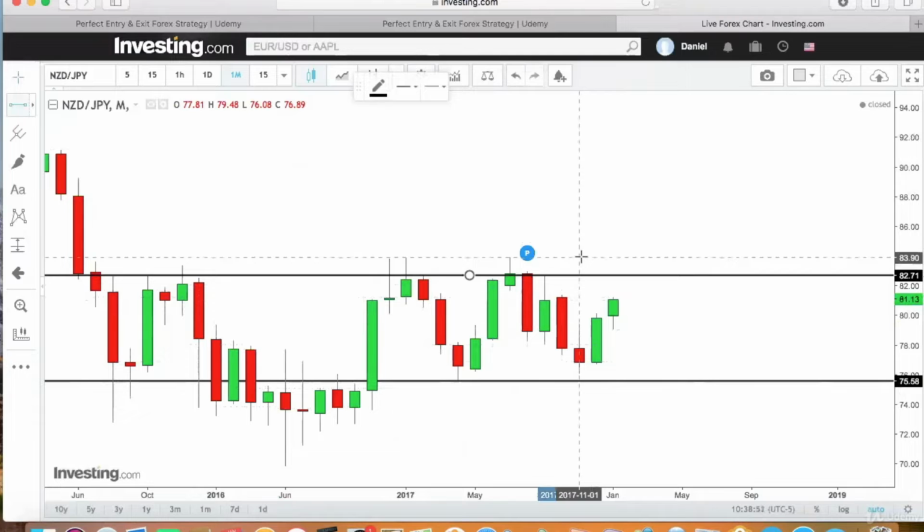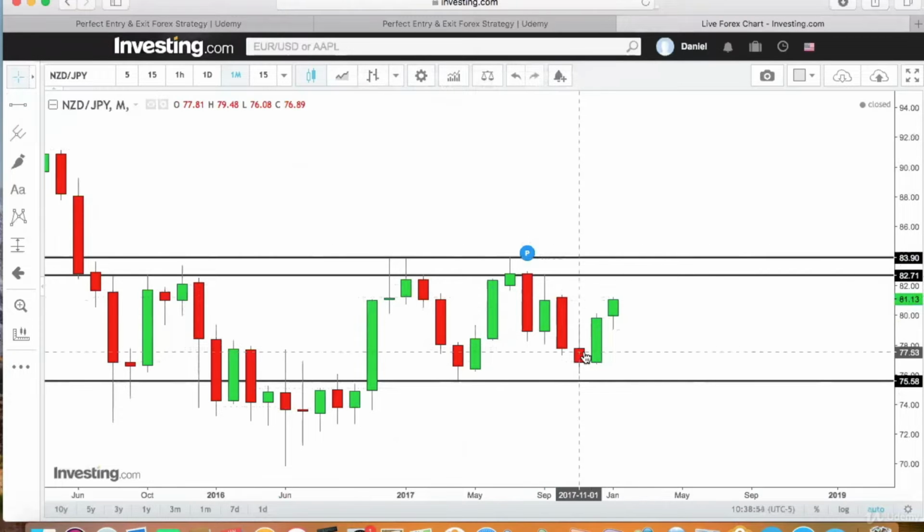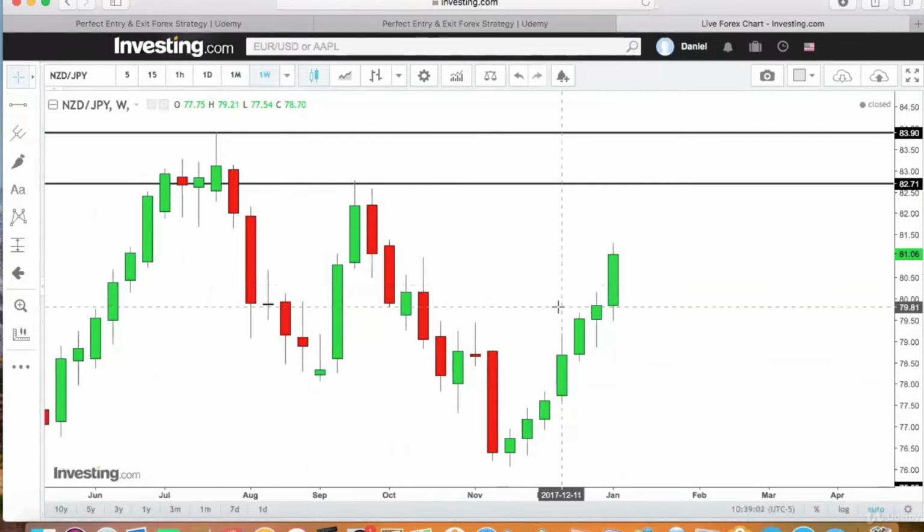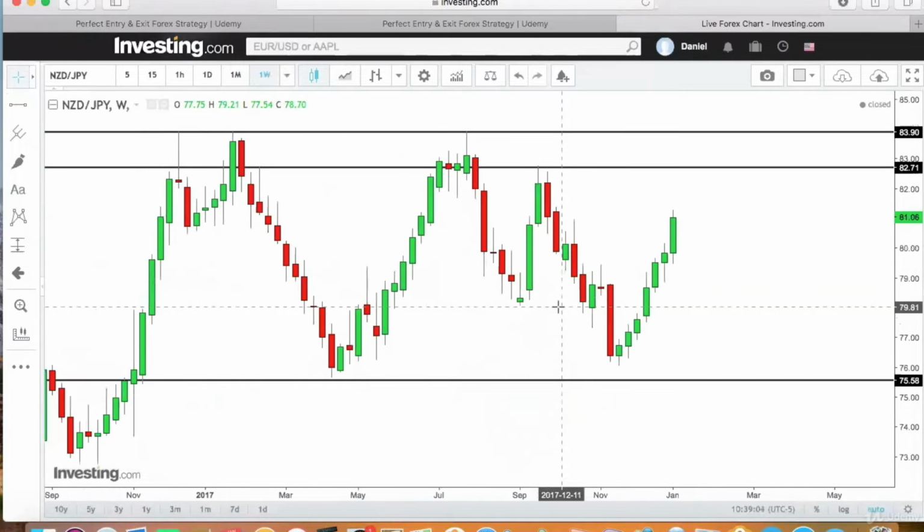and resistance here on a monthly, you then drop down to your weekly chart, and you see on the weekly we had a double bottom where price came down to test this support area two times, and where you see strong bullish momentum on the weekly to rally up to this zone area here.